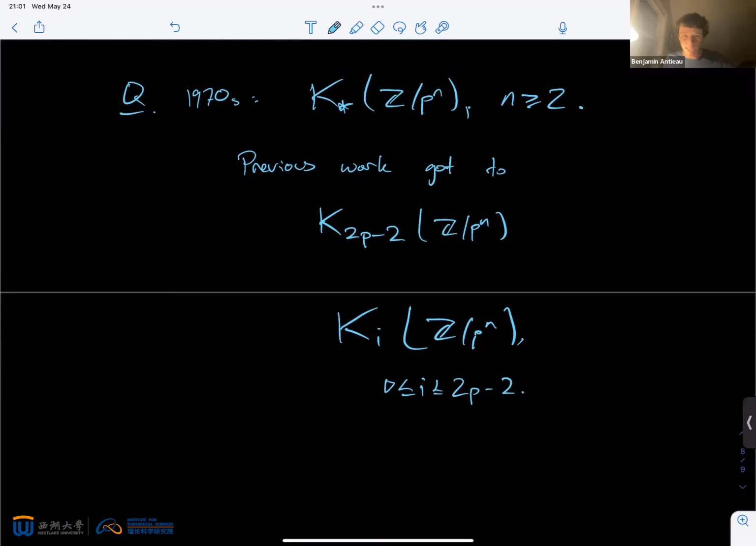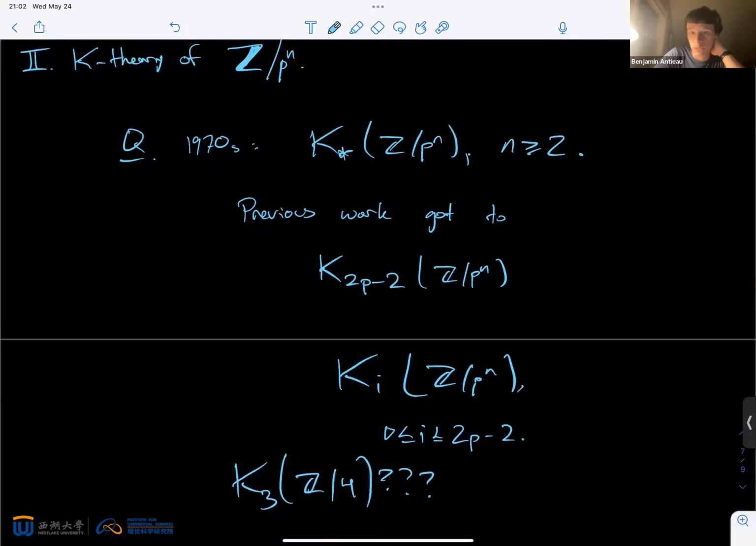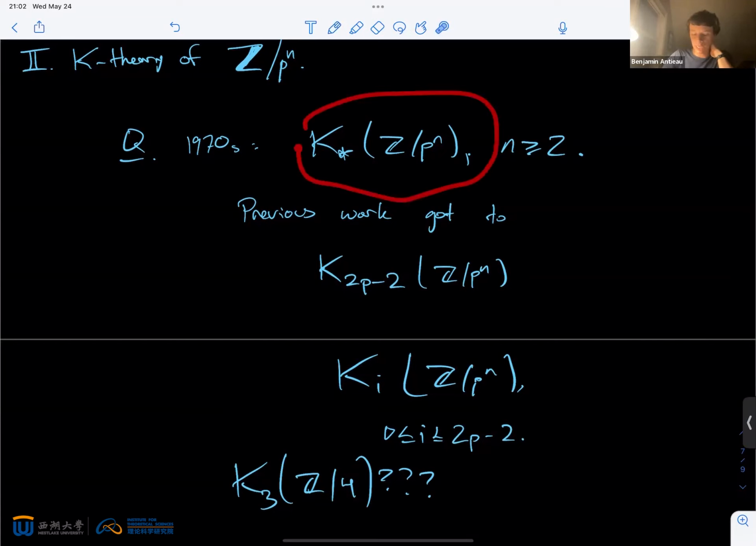What's the first open case that leaves? Well, what about K3 of Z mod 4? Until the work that I'm about to describe, this was open. And it's about as low as you can get. Really what we do is provide an algorithm and give an implementation of that algorithm, which computes any given K group of any ring like Z mod p to the n, given enough time.